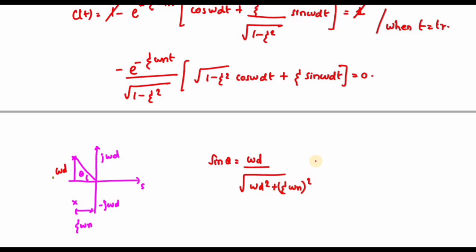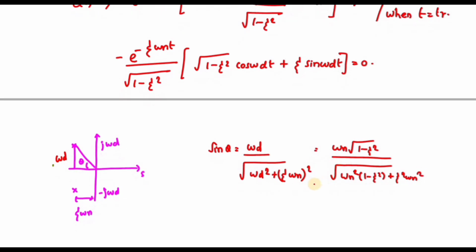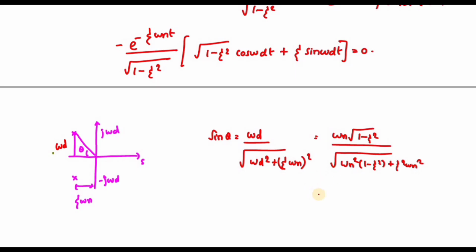So we know that omega d is equal to omega n into root of 1 minus damping factor square. So I'm going to substitute the same here. And if we equate this one, you can see this omega n square and damping factor square cancelled out. So you will get root of omega n square, right? So what is root of omega n square? That is omega n. So you will get root of 1 minus damping factor square, that is your sin theta.